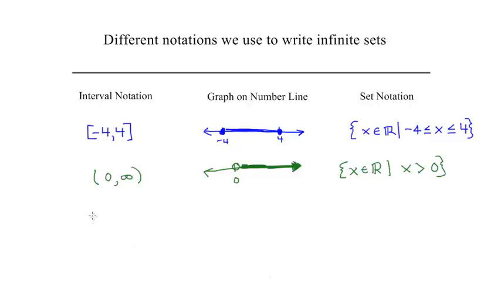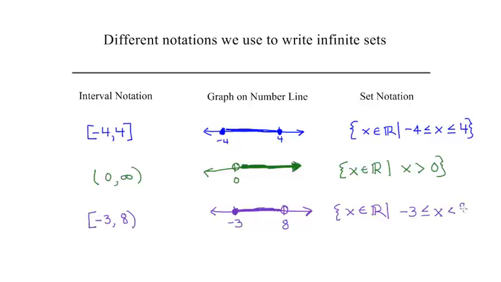Let's look at another example. Suppose I wanted the numbers from -3 to +8, where -3 is closed and +8 is open. The graph on the number line would look like this. We would be shading all the values in between -3 and 8, where -3 is included, denoted by a closed dot, and 8 is not, denoted by an open dot. The corresponding set notation would be all elements of the real numbers, such that -3 is less than or equal to x is less than 8.